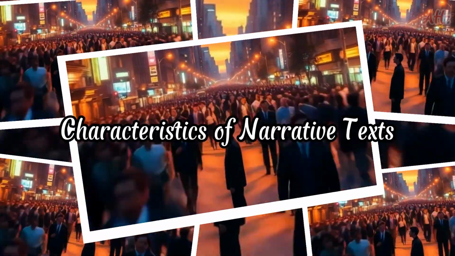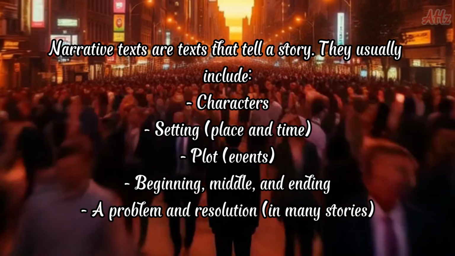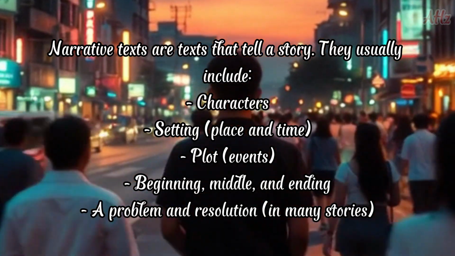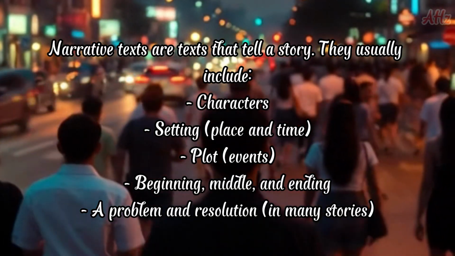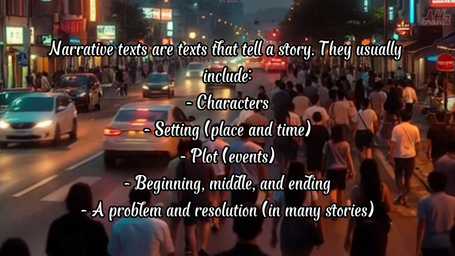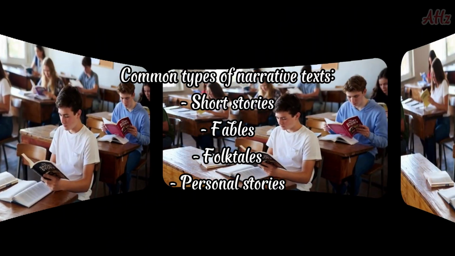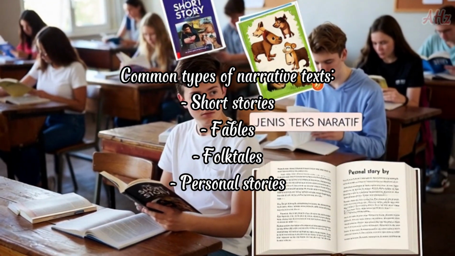Characteristics of narrative texts. Narrative texts are texts that tell a story. They usually include characters, setting, place and time, plot, events, beginning, middle, and ending, and a problem and resolution in many stories. Common types of narrative texts: short stories, fables, folk tales, personal stories.